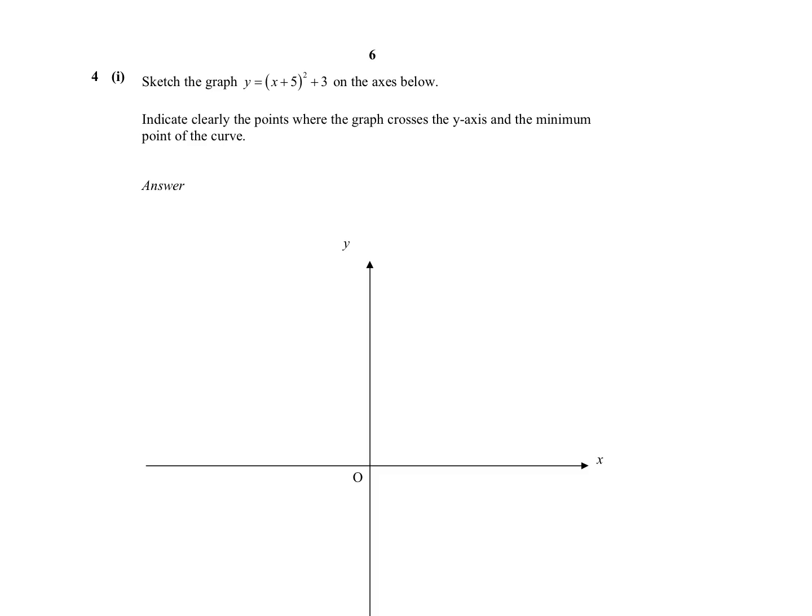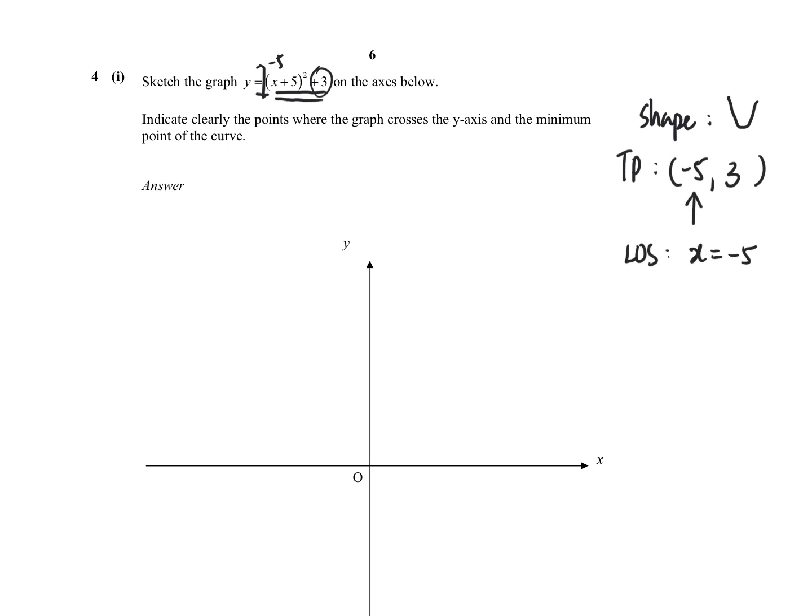Okay, so sketching, I want to first decide on the shape. I know that because the coefficient is positive, it's a smiley curve. Second, because this is completed square form, I will read my turning point first. So my turning point is negative 5 for x, and then my y is 3. Next thing I can get out of it is my line of symmetry, which is x equals minus 5.